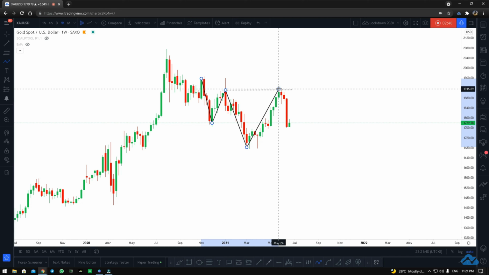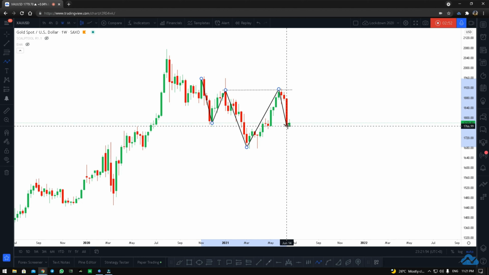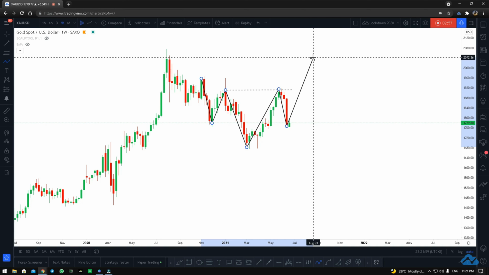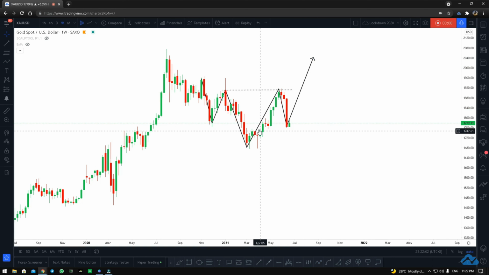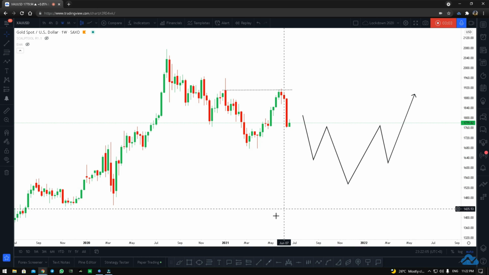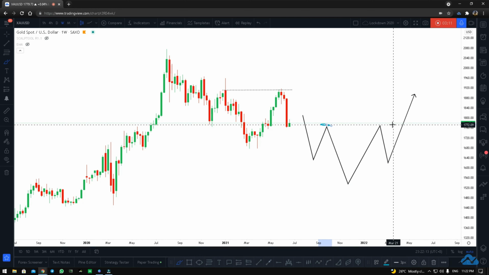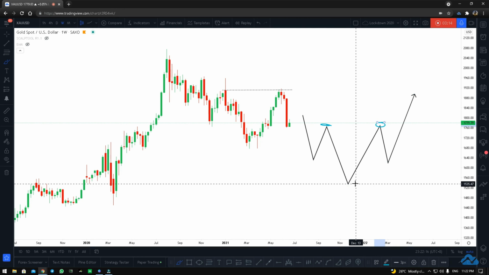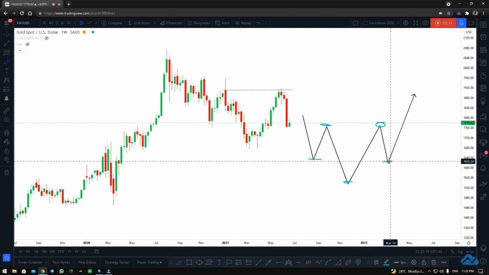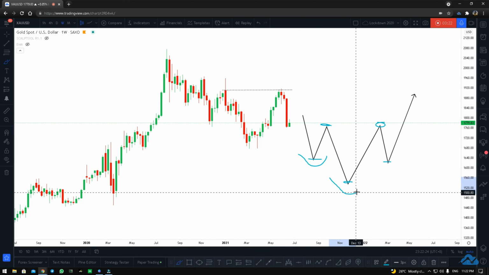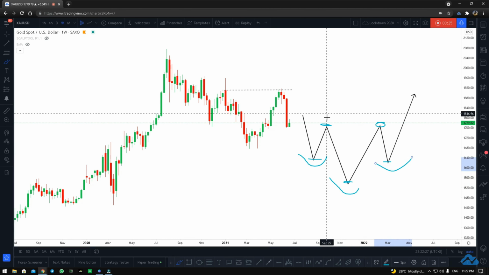So now when a market creates an equal high, we expect the market to come down and create an equal low as well. And what kind of pattern will that give you? That will give you an inverse head and shoulders. So for those that don't know what an inverse head and shoulders is, it's normally an equal high, and a lower low at the bottom over here, plus we have an equal low over here at the bottom.